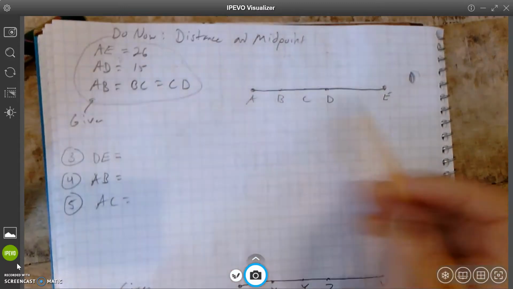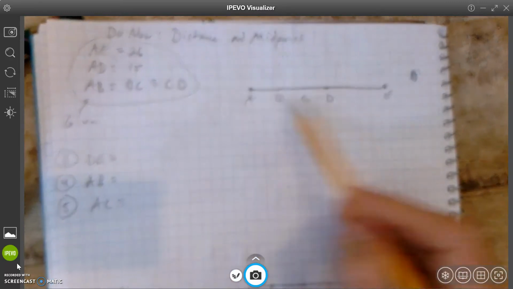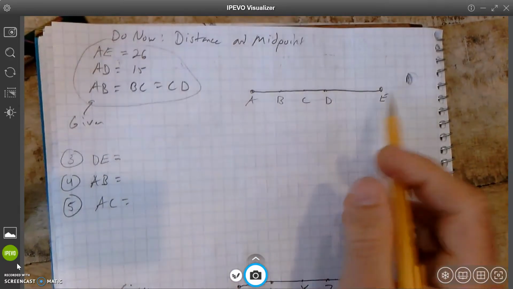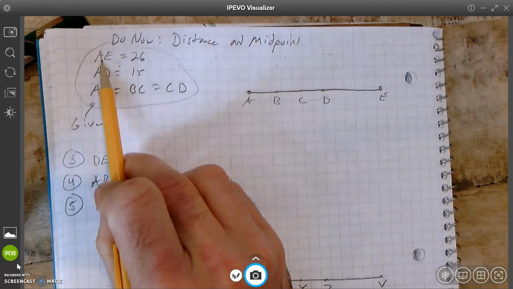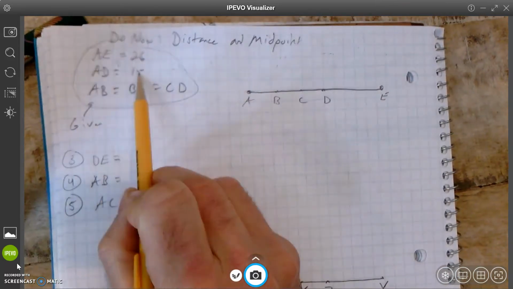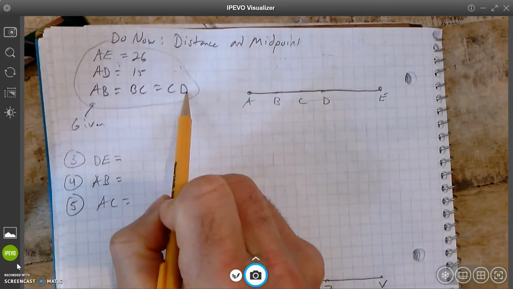Okay, so write down, here's all the important information that I have. When you see something on the screen, you should write down all the important information and draw the picture, because that's really important. That's the first thing you do. In the problem, it gave us that AE is 26, AD is 15, and the distances AB, BC, and CD are all the same.